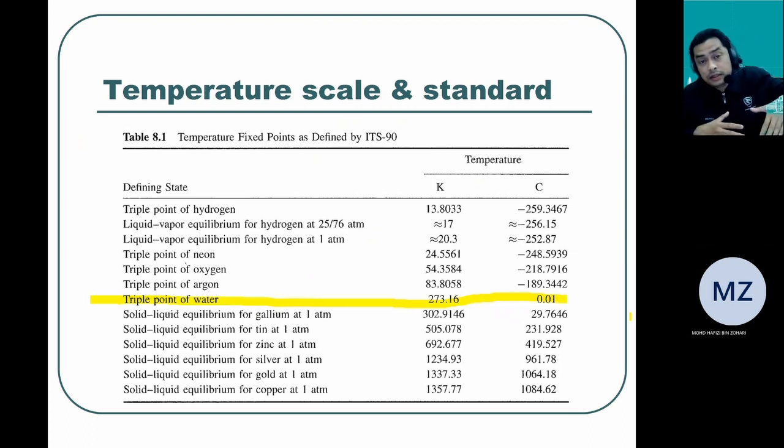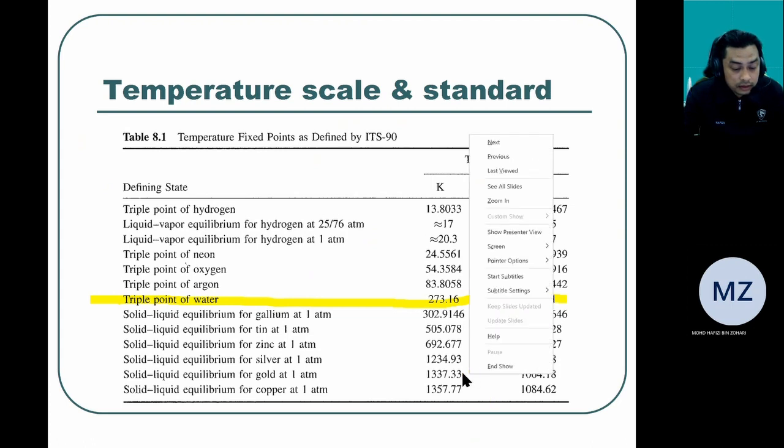It is the same with other triple points, for example, triple points of oxygen, triple points of neon. You can use these fixed points as calibration points. They can always be reproduced. It's easy to reproduce, depending on which application you are looking at.